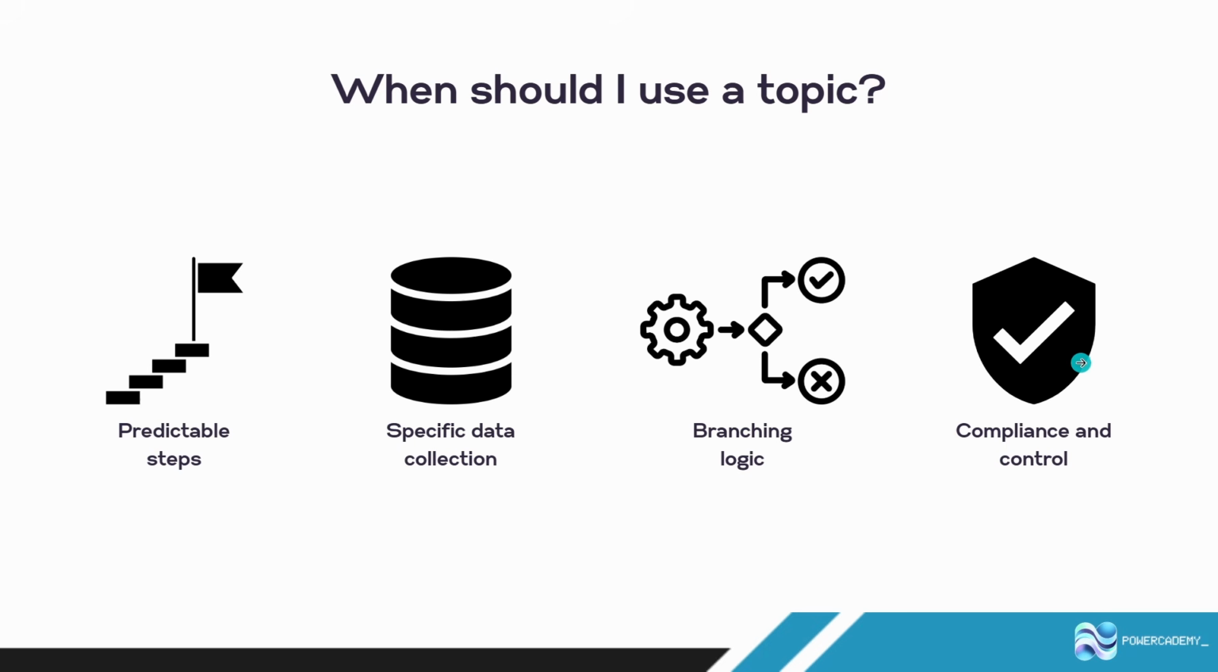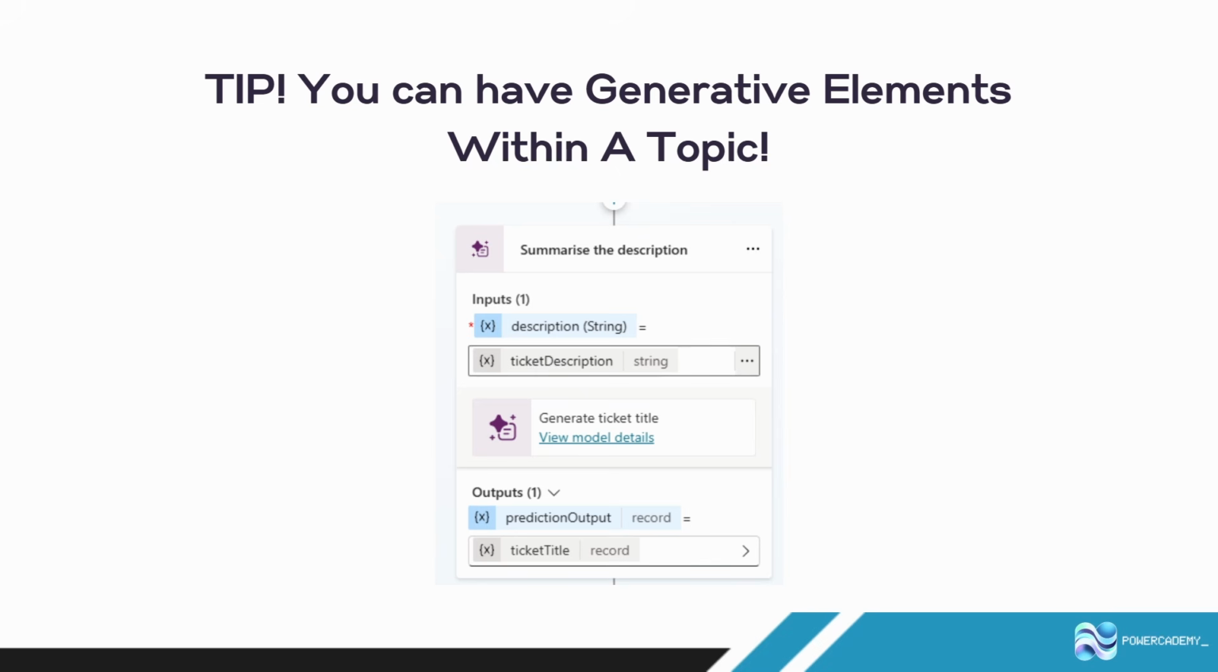And then compliance and control. So just having a little bit more control in the way that your agents are flowing. And if you have any compliance requirements to have safeguarding around the way the agents can actually act and work within the organization, which a lot of companies do have more now, a topic can be a good way to safeguard against that. A good tip here is you can still have generative elements within a topic.